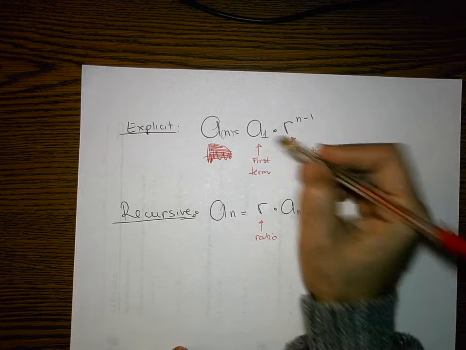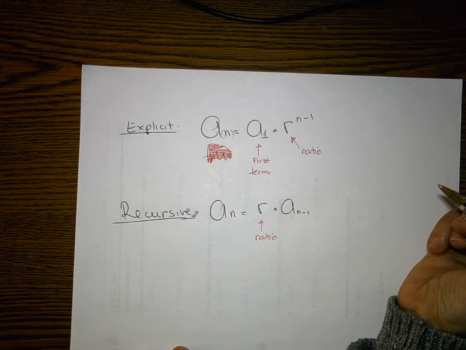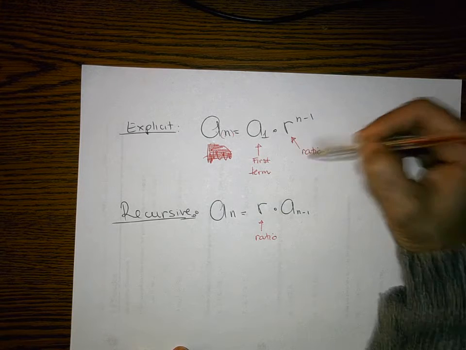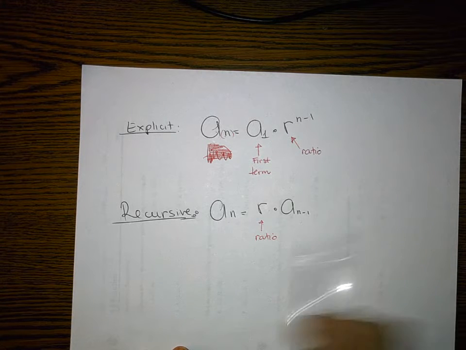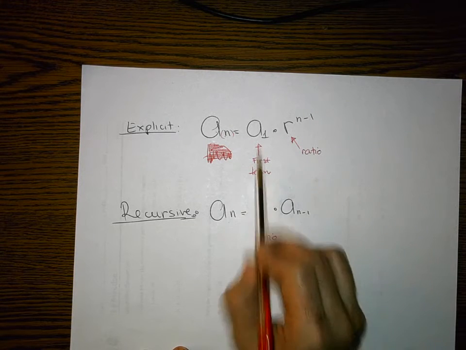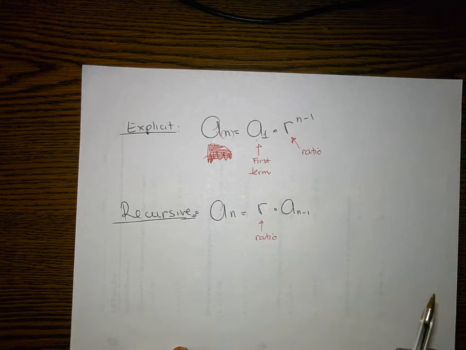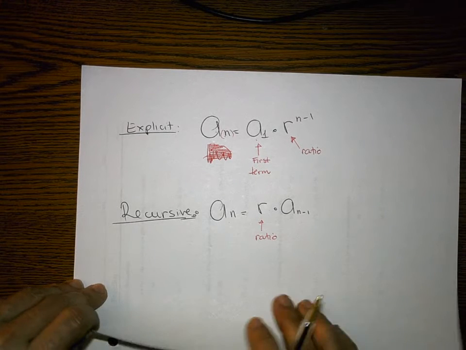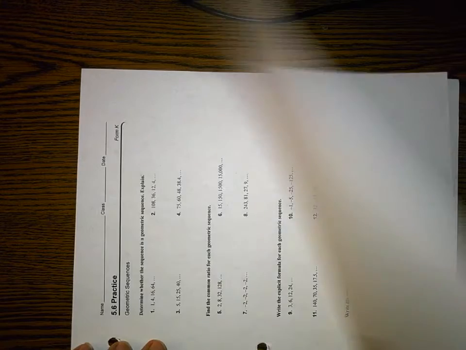So we always replace the first term in this explicit formula, and we always replace the ratio. Everything else stays the same. What I put in red here, the first term and the ratio, is what we replace. Everything else we leave the same. All right? Okay, so let's go ahead and do some practice here.